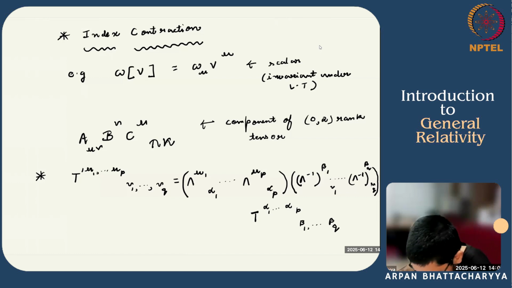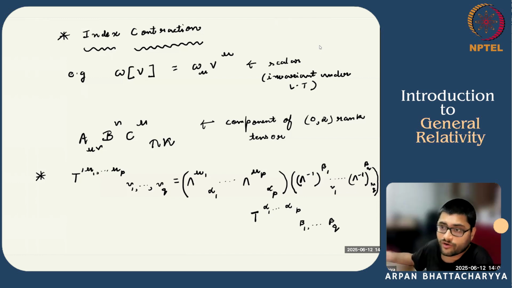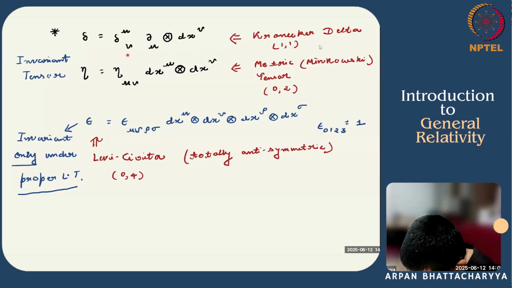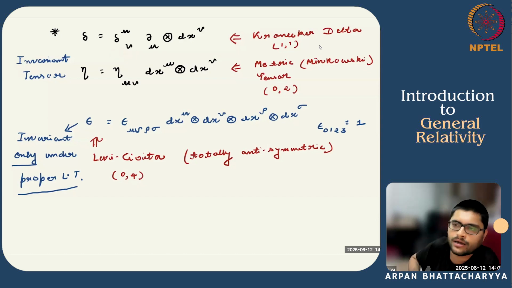So then we asked, are there any more non-trivial tensors which are not of (0, 0) rank, which remain invariant under the Lorentz transformation? And we found three such examples, which we call invariant tensors. The first one is the Kronecker delta, which is written in the coordinate basis this way. This is a (1, 1) rank tensor, and of course this is the component which we denoted by delta with one index up and one index down. When mu and nu are the same, it is 1, and when mu is not equal to nu, it is 0.